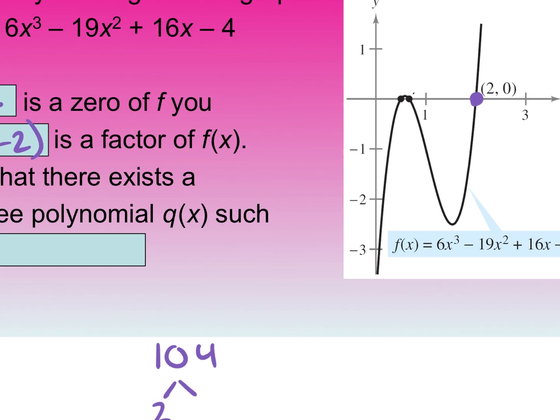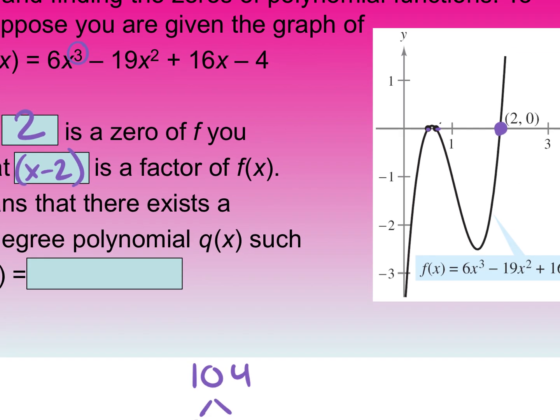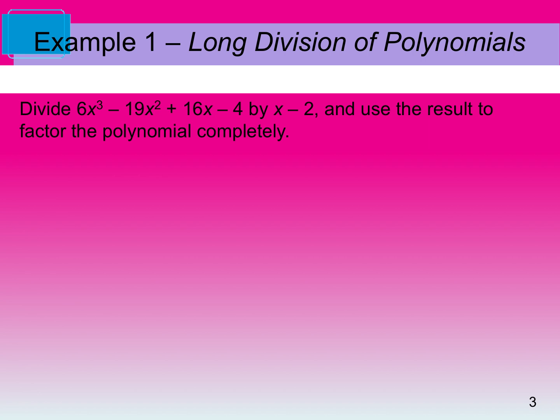I see here that I have 2 other factors. Well, I knew that I had 2 factors because it's an x cubed polynomial. But in order to tell what those are, we're going to divide by the factor that we know and see what our remaining factors are. So we're going to do that in example 1.